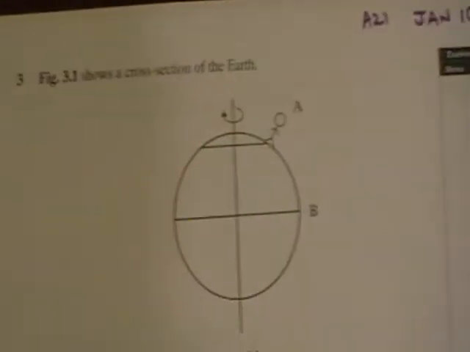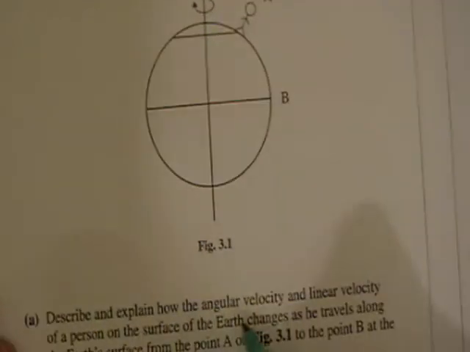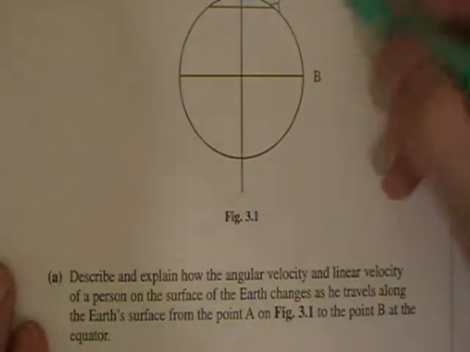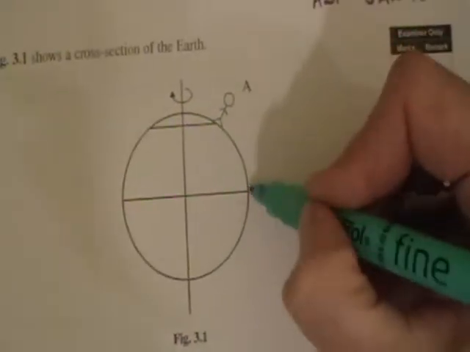This is A21 January 10, question 3. Figure 3.1 shows a cross-section of the Earth. Describe and explain how the angular velocity and linear velocity of a person on the surface of the Earth changes as he travels along the Earth's surface from point A to point B on the surface. So from A to B.